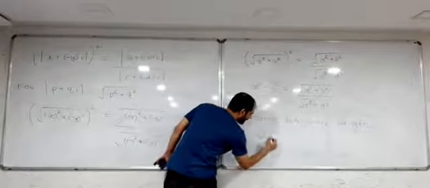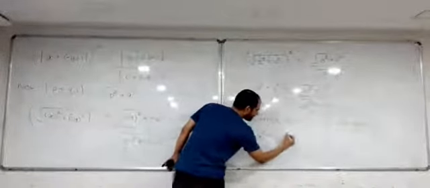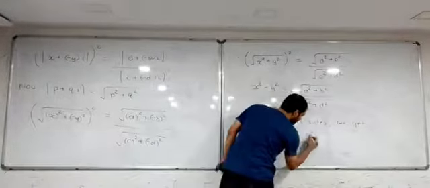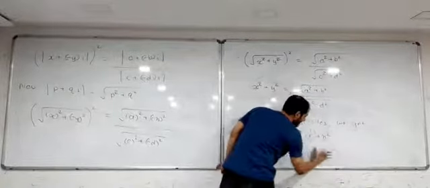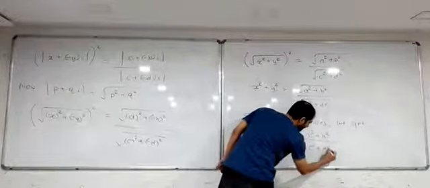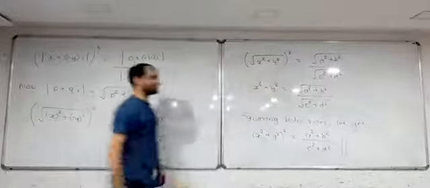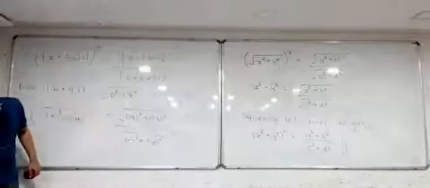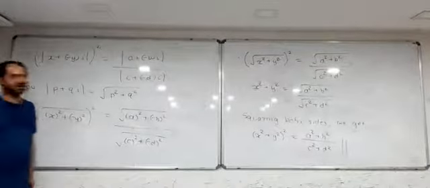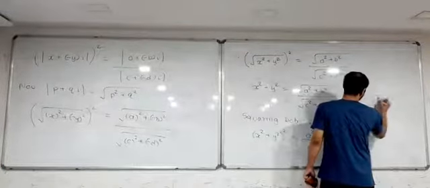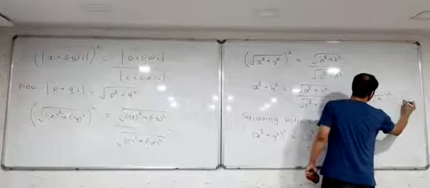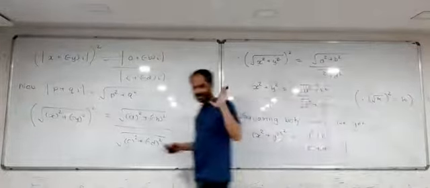x square plus y square the whole square. Root of a square plus b square, the square of that is what? a square plus b square. And root of c square plus d square, the square of that is what? c square plus d square. Simple. Yes, x square plus y square the whole square is equal to a square plus b square upon c square plus d square, because the square of root k is k. Fair enough?